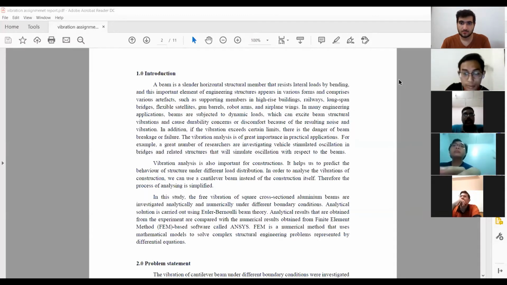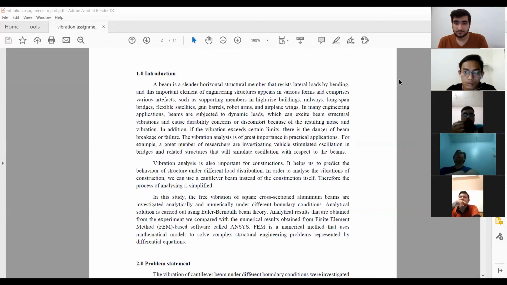So basically, vibration analysis is also important for construction. It helps us to predict the behavior of the structure under different load distribution. In order to analyze the vibration of construction, we can use a cantilever beam instead of the construction itself. Therefore, the process of analyzing is simplified.